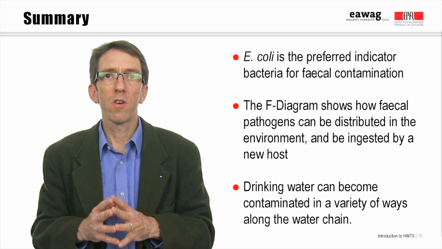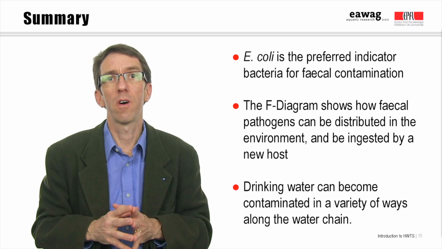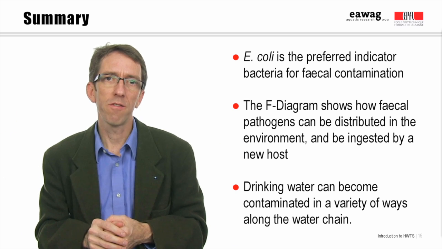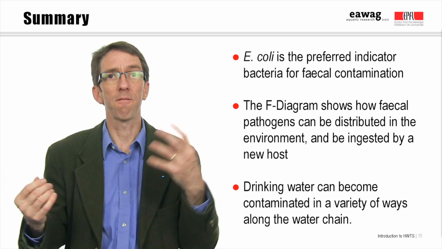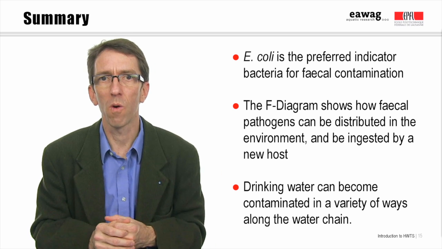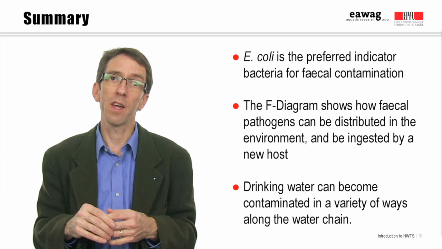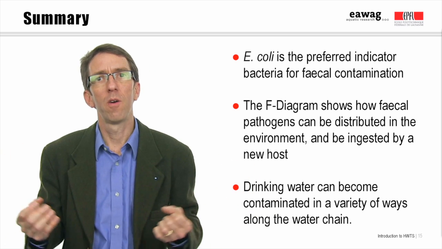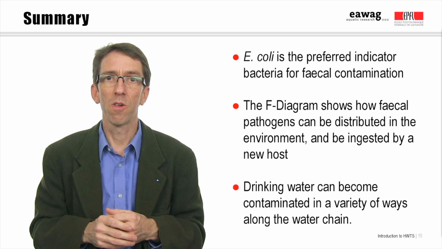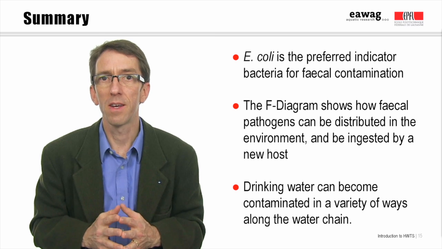So in this module, we've talked about different indicators of fecal contamination and how E. coli is the preferred indicator bacteria. We've shown you the F diagram, which illustrates different pathways between feces and faces that can lead to exposure to pathogens, including through drinking water. And we've talked about different stages along the safe water chain from catchment to cup, where drinking water can become contaminated. Now in the next module, we'll introduce those treatment technologies for household water treatment and safe storage.